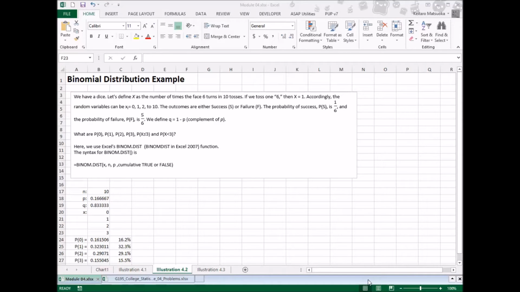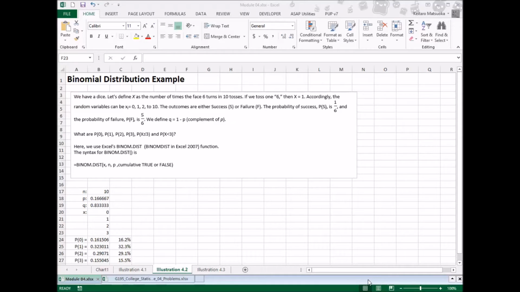Let's say you have a dice. And then we're going to define x as the number of times that face 6 turns up in 10 tosses. So we're going to throw the dice 10 times and see how many times the 6 shows up. If we toss one 6, then that's going to make x is 1. So accordingly, the random variable is x, and then the x could be anywhere between 0 times, 1, 2, all the way up to 10 times.